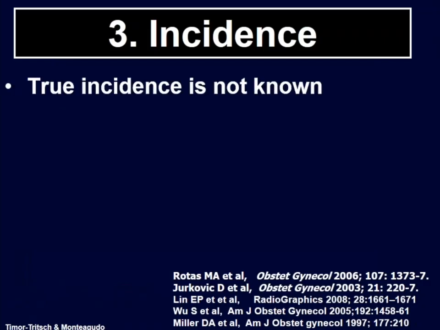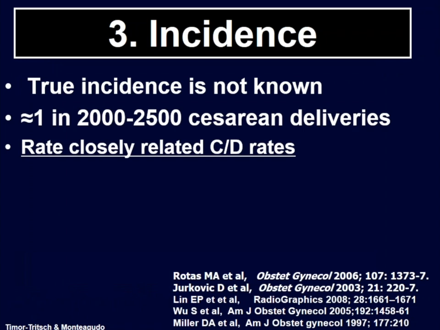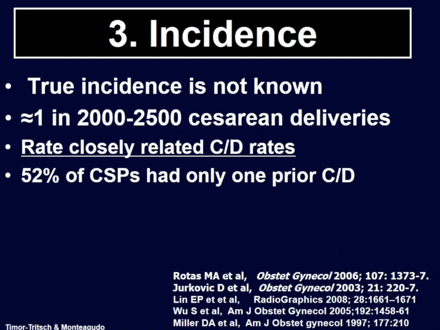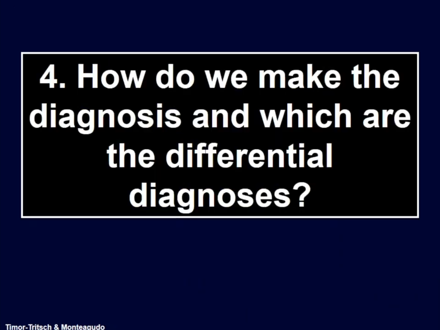The incidence is not known, and it is presumed to be 1 in 2,000 to 2,500 cesarean deliveries. The rate is closely related to the cesarean delivery rates. And remember that about half of the scar pregnancies had only one prior cesarean delivery. The more previous cesarean deliveries, the more cesarean scar pregnancies, the more previa and the more accreta.